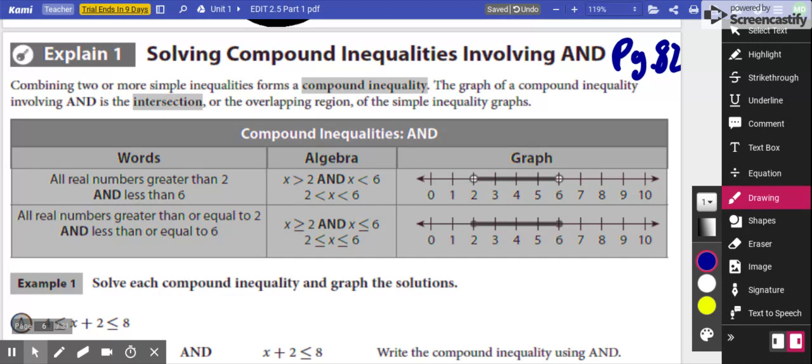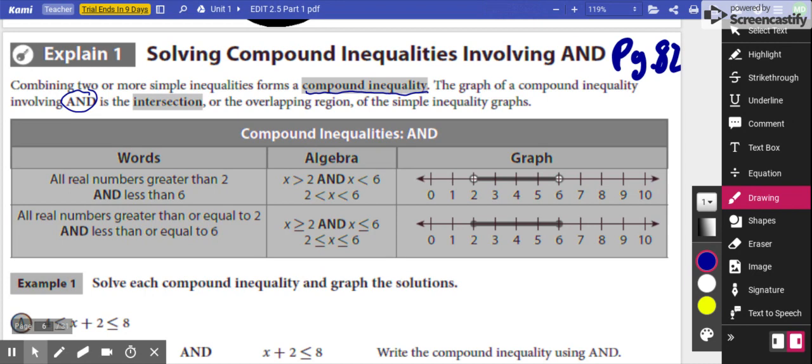Starting on this first sentence, combining two or more simple inequalities forms a compound inequality. The graph of a compound inequality involving and is the intersection or the overlapping region of the simple inequality graphs. So if we take a look at our table down below, we have examples of when we use compound inequalities given the word and. So and is our big word here. So let's take a look.